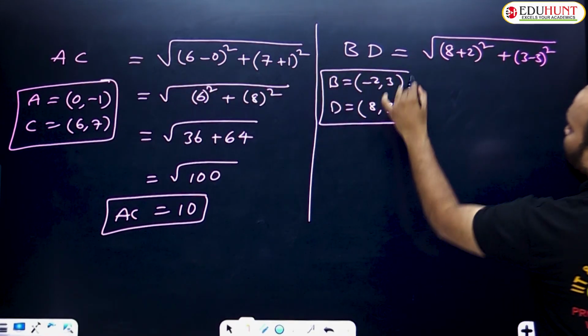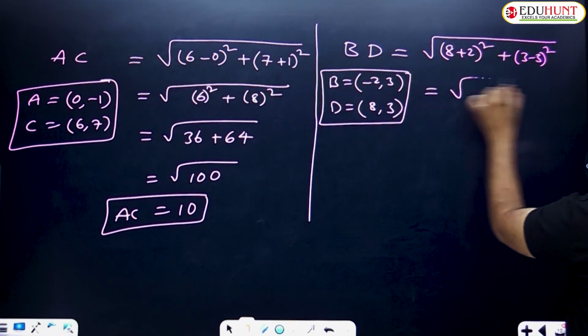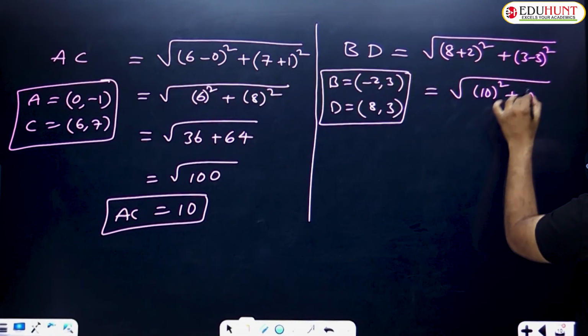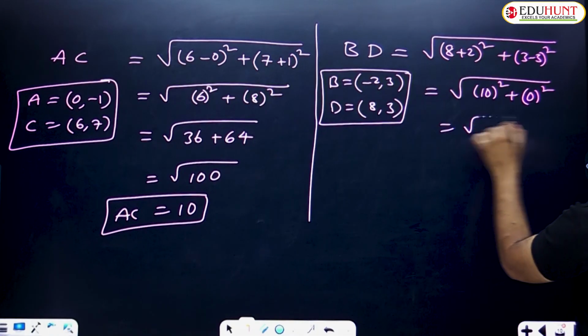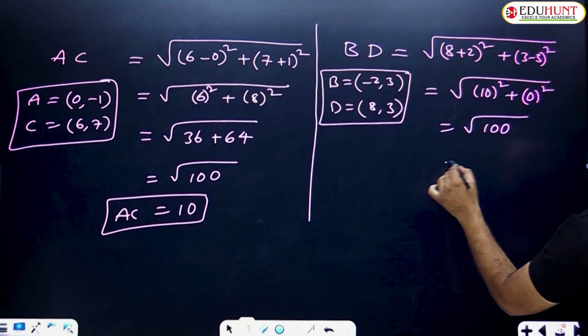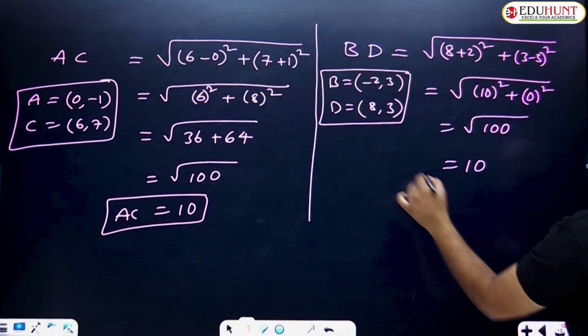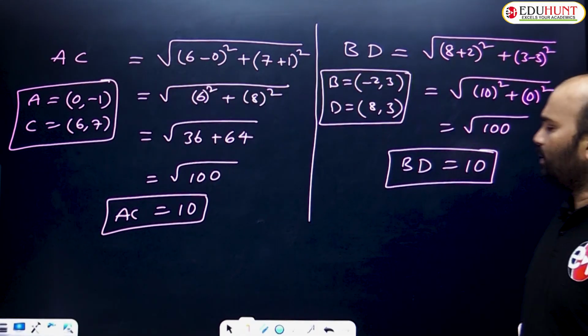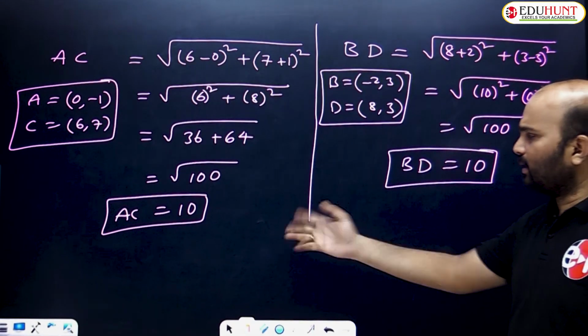By using B and D coordinates, BD equals square root of 8 plus 2, that is 10 whole square, and 3 minus 3 is 0 whole square. So 10 square is 100, 0 square is 0, so 100. Square root of 100 is 10. So BD equals 10. So here diagonals AC and BD are both equal to 10, nothing but the diagonals are equal.